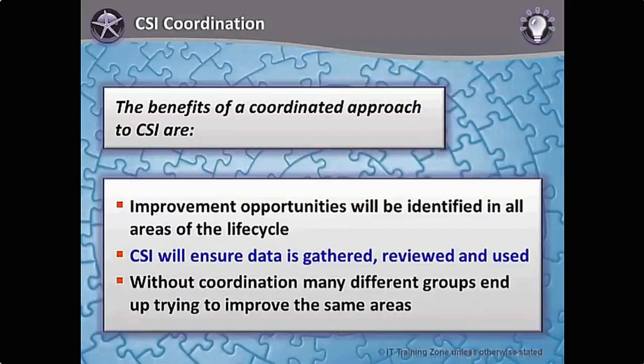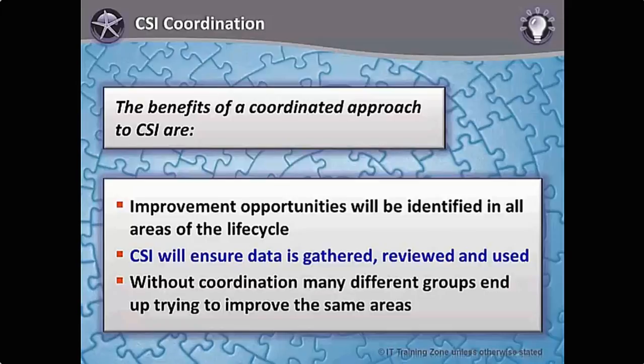You can see the benefits of a coordinated approach to continual service improvement here. Improvement opportunities will be identified in all areas of the lifecycle and can be reviewed, prioritized, and turned into a consolidated recommendation to senior management. In many organizations, data is gathered in technical areas and not used. A continual service improvement function will make sure it is reviewed and used.